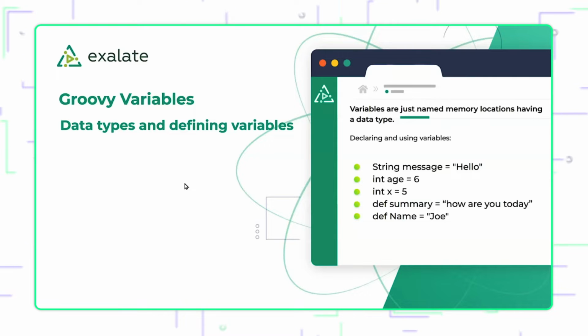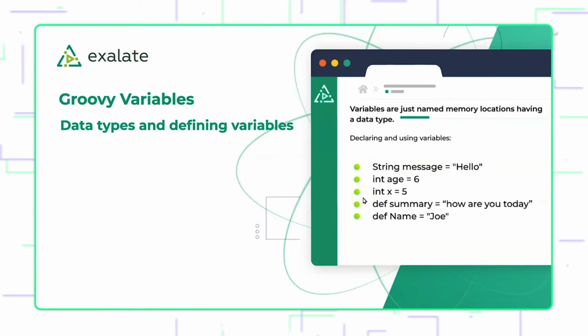So, as you can see on the right side, the first three are created using the native syntax in which we've defined the data type as string, and then the variable name as message, and we've assigned it the value hello. You can do the same with the int variables. The last two examples use the def keyword. So you can define variables using the def keyword and leave the data type assignment to the interpreter.